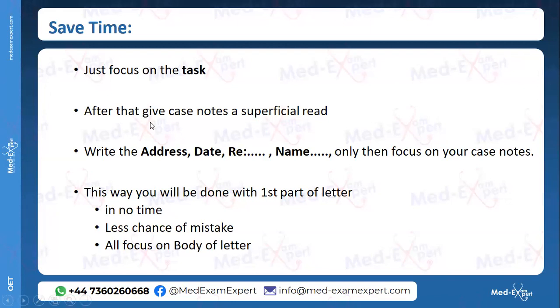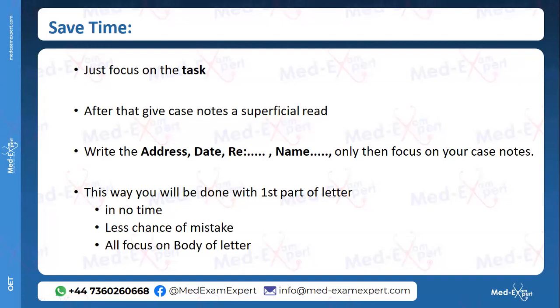After that, give case notes a superficial read. Superficial read, it will only take 30 to 40 seconds and you will know what is happening in the letter, how many visits are there, what is the main complaint of the patient, what medications he is taking. Then coming to jotting down the writing pattern and other details on the paper. So there is a proper format which is expected and which is better to learn for writing OET letters.